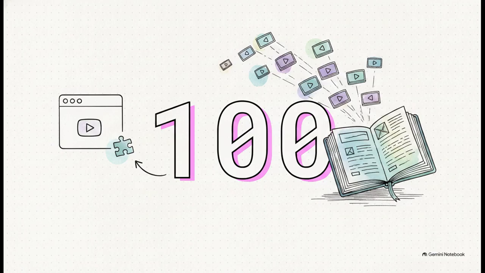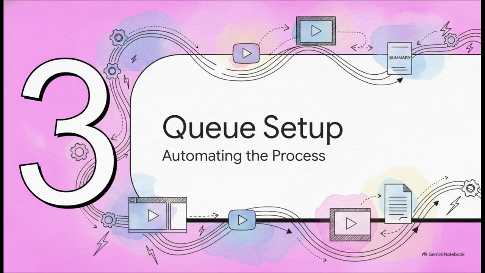Now, you might be wondering, how do you actually get all your videos in there without losing your mind? Well, the magic number is 100. That is the number of videos you can pull instantly with a simple browser extension, totally removing all that manual copy-paste labor. Okay, let's get into part three, the step-by-step queue setup and how we automate this whole process.